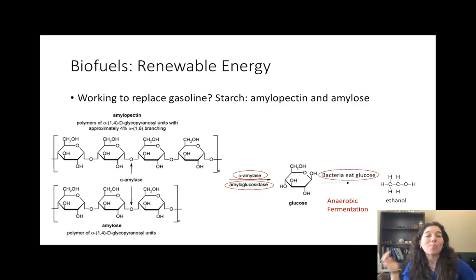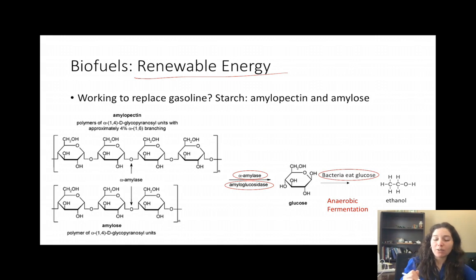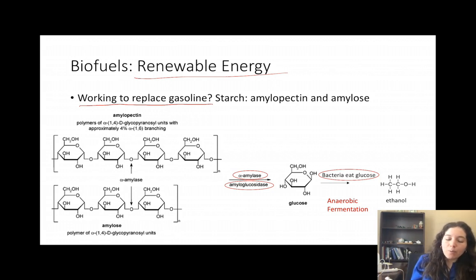So let's take a look at how biofuels are made. Biofuels are a renewable energy source, unlike fossil fuels, okay? So we're working to replace gasoline, and we can do that with biofuels. One of our biofuels that we use a lot is ethanol. Ethanol can be a biofuel.